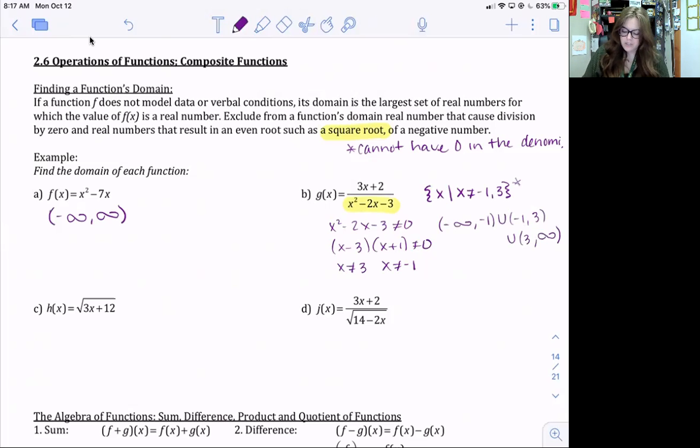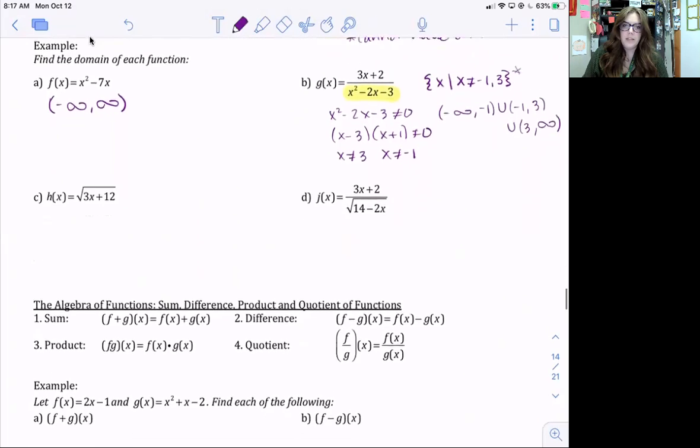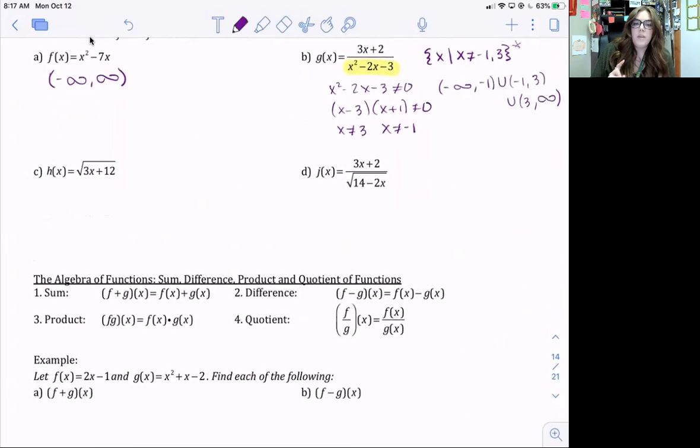Okay, looking at C, h of x equals the square root of 3x plus 12. So remember, we can take the square root of 0, but we can't take the square root of a negative. So we need to set 3x plus 12 to be greater than or equal to 0. Okay. So if we solve this, subtract 12, 3x is greater than or equal to negative 12, divide by 3. So x is greater than or equal to negative 4, or from negative 4 to infinity.